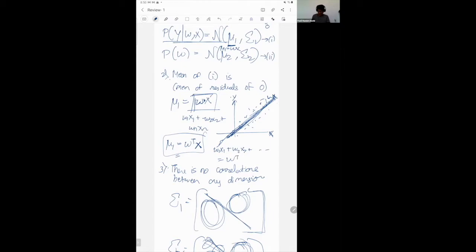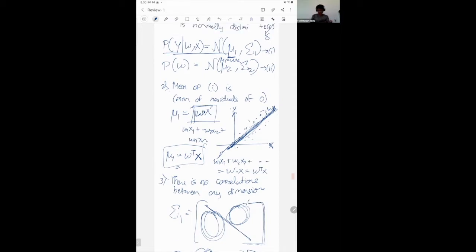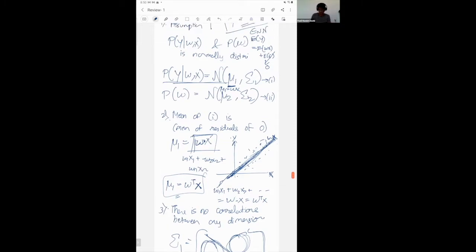So linearity in x is just a linear equation. So this is the dot product of w and x, which is w transpose x. That's why we are assuming that the mean of y would be centered around a linear line, which is given by w transpose x.